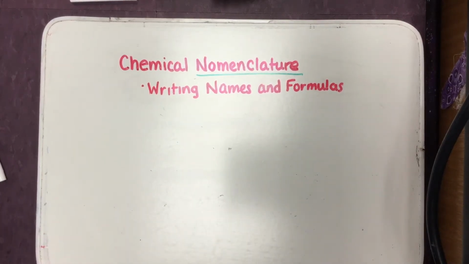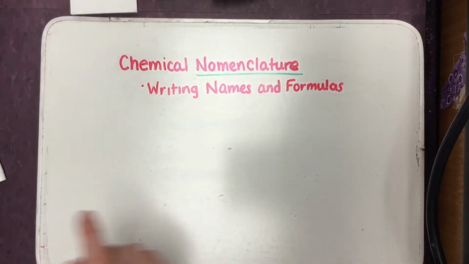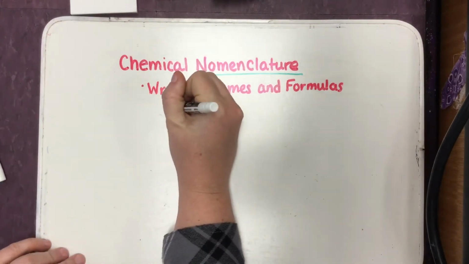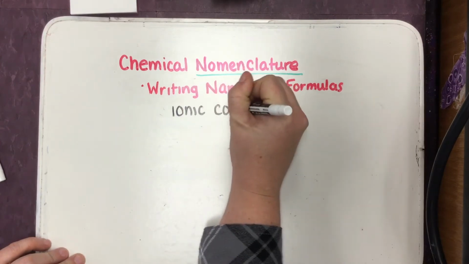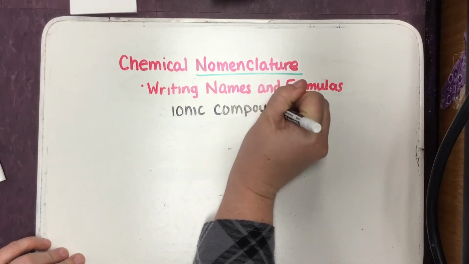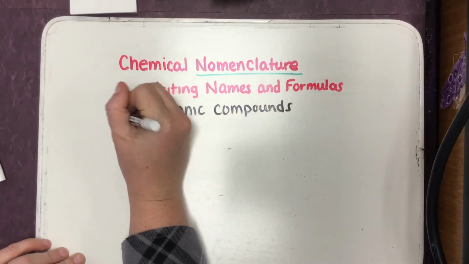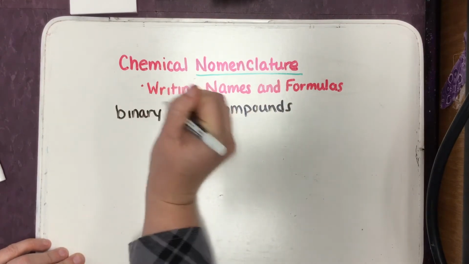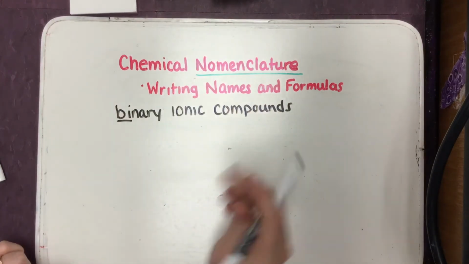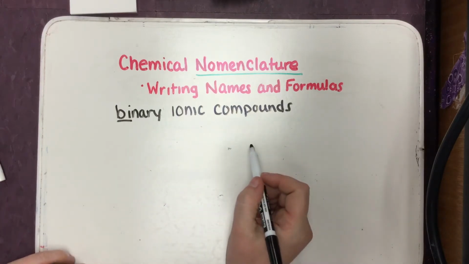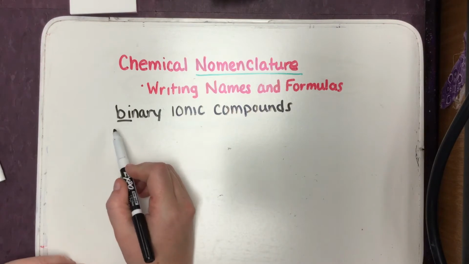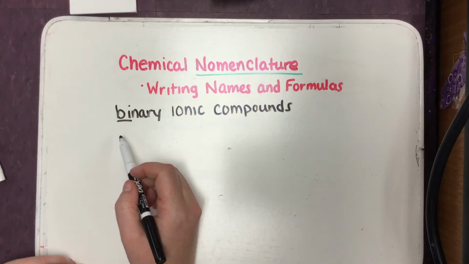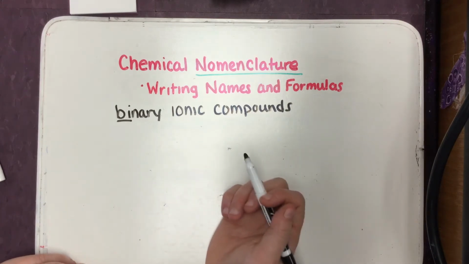In today's Nearpod, we focused on chemical nomenclature, and we really were just looking at ionic compounds. The first type of ionic compounds that you were looking at today are called binary ionic compounds because they only include two total elements. Remember, when we're looking at binary ionic compounds, one of the elements is always going to be a metal. That's the one that's first in line. And the second element is going to be a nonmetal. That's the one that's going to be at the end.